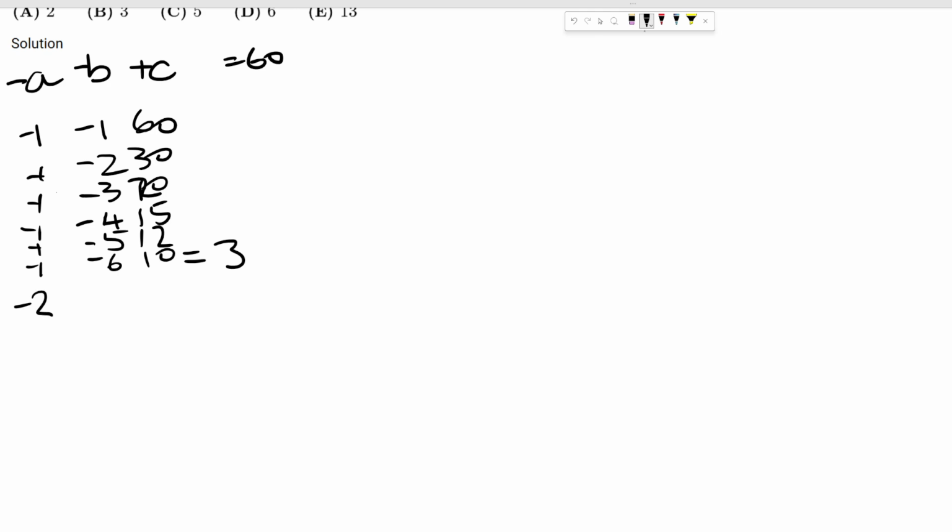And now we can try to set A equals -2. Now we need the other two to be 30. So B has to be at least 2, and then this would end up being 15, and so on. You get the point. Essentially, what we're doing here is we're just listing all of them out.